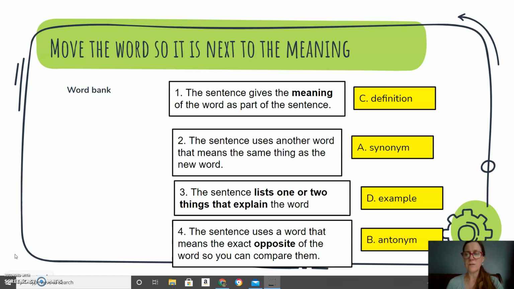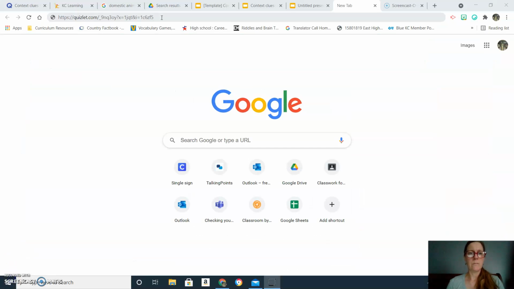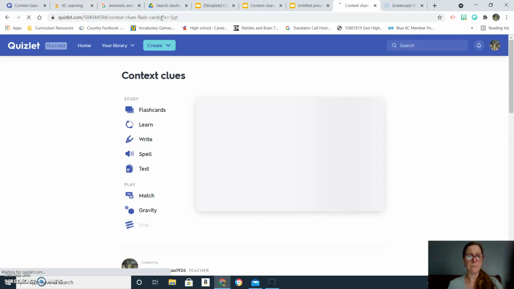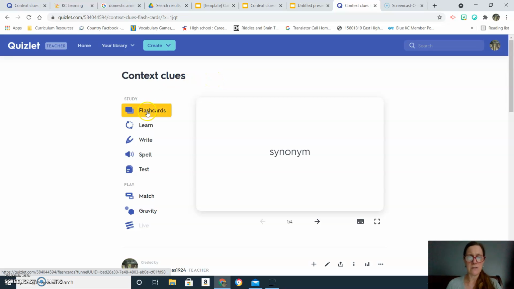I'm going to give you something to use to study. It's in Quizlet. I'm going to show you that next. In Google Classroom, there is a link to Quizlet. And when you click on the link, it will take you to Quizlet. These are the flashcards to study for context clues.